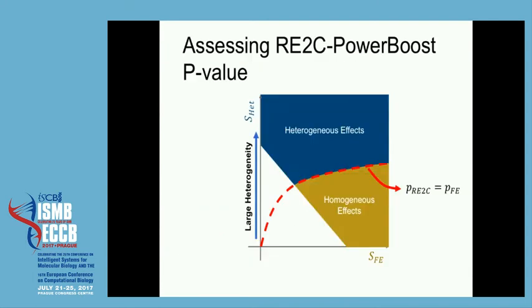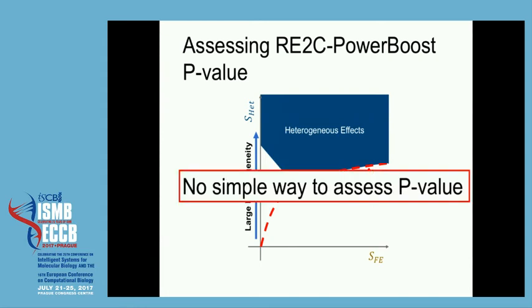Here, we again illustrate how we assess the R2C power boost p-value. First, we can divide the R2C statistics into two regions by using the boundary where the R2C p-value equals the fixed effect p-value. R2C power boost statistics can be achieved after removing the homogeneous effect, which is dominated by fixed effect statistics. Then there is another problem: there is no simple way to assess the p-value because the statistic doesn't follow any known asymptotic distribution.